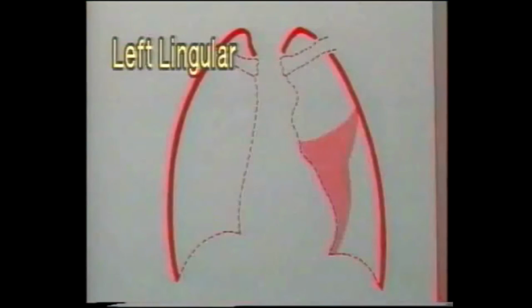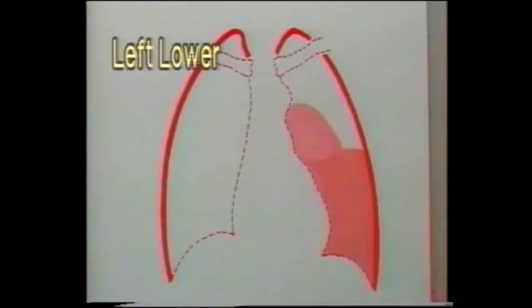On the left side, this is the upper lobe. Its posterior segment silhouettes with the aortic knuckle. This is the lingular lobe merging with the heart border. And this is the lower lobe merging with the diaphragm but not with the heart border.